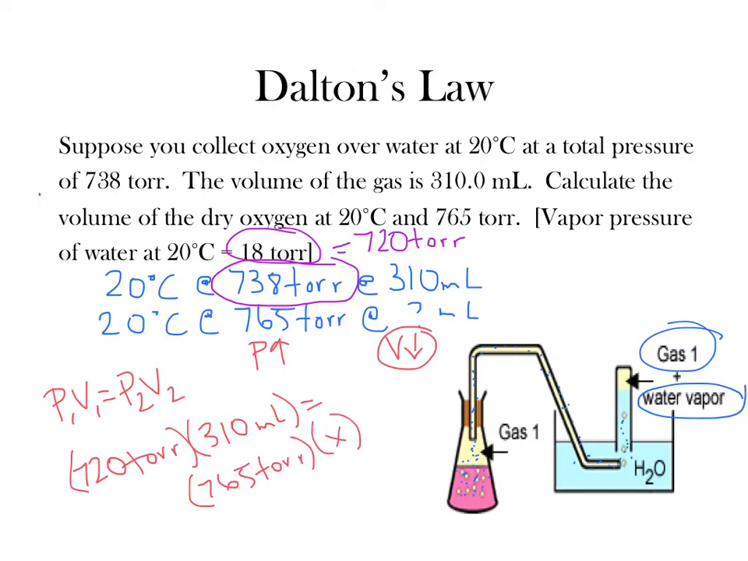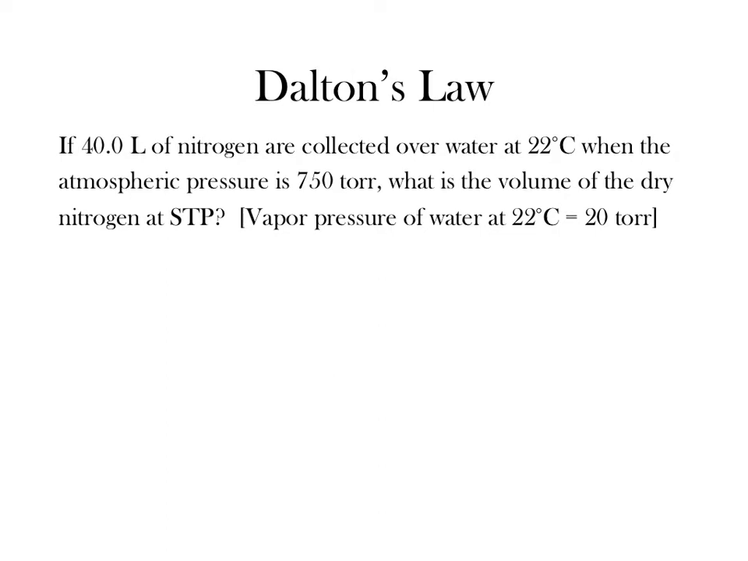So we've got 720 times 310 divided by 765. Hopefully you're going to get 292 milliliters. And that's my final answer. Let's look at the next problem.